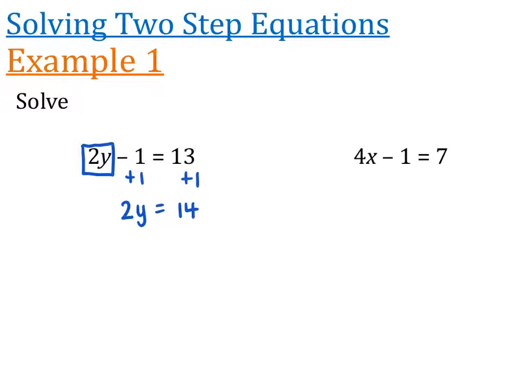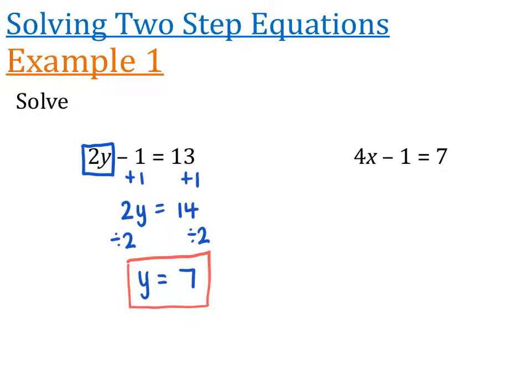Now, this looks just like a one-step equation from yesterday. This now says 2 times something is equal to 14. So I can very easily divide by 2 on both sides, and then I end up with y is equal to 7. And there we go. The question's finished. I've solved my equation. Okay, 2 times 7 is 14. 14 take away 1 is 13. That is the correct answer.